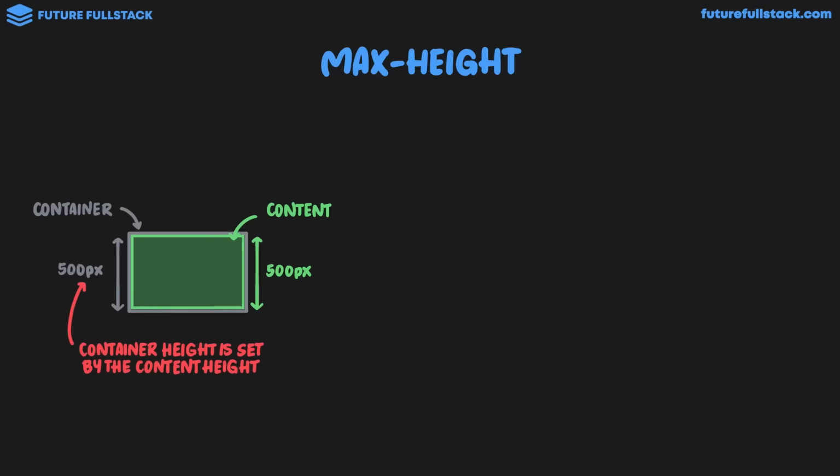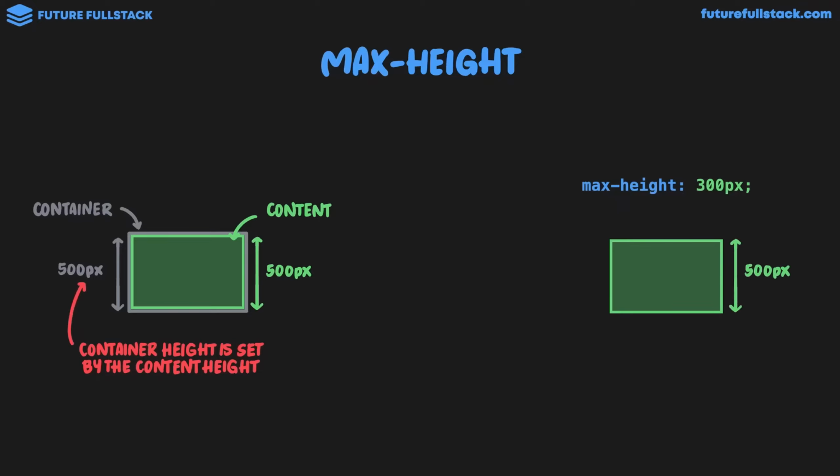Let's now apply a max height of 300 pixels, which is less than the content height of 500 pixels. Our content remains the same at 500 pixels because we're applying the max height onto the container. So we end up with the container with a smaller height of 300 pixels than the content. And you can see the content overflows the container.